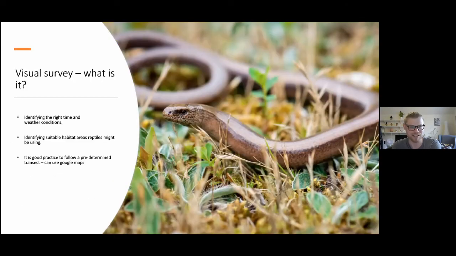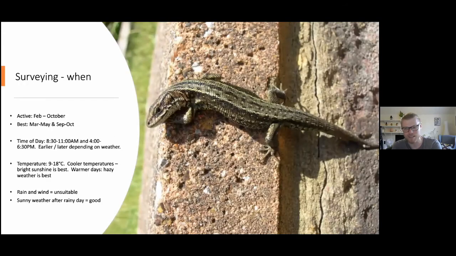But the when. Okay, so identifying the right time and weather conditions, this is the meat of it. This is what we need to be able to do. When do we go out and survey? Reptiles are going to be active any time between February and October. You can see reptiles throughout any month of the year. You get reports of adders that are sometimes active in the middle of December if it's a particularly warm day. If you want to go out and do a visual survey between these months, there is a chance that you might find a reptile.